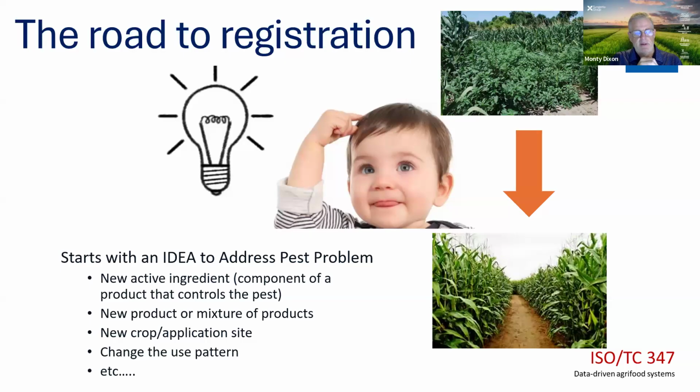This idea might be either a new product or perhaps it's a mixture of products or a mixture of active ingredients, modes of action to try to address the issue. It might be making the application to a new site, to a new crop, or it might be using a new piece of application equipment. Sarah will be talking about some of the really exciting new technological innovations that happen around product application. Might be a change in use pattern. It all starts with a problem and an idea on how to resolve the problem.